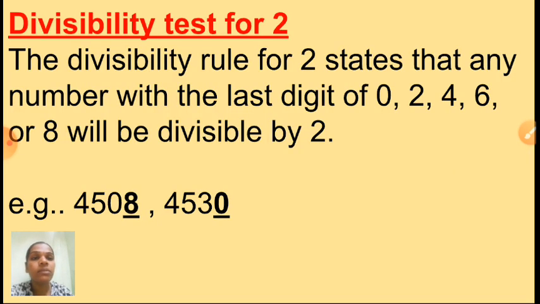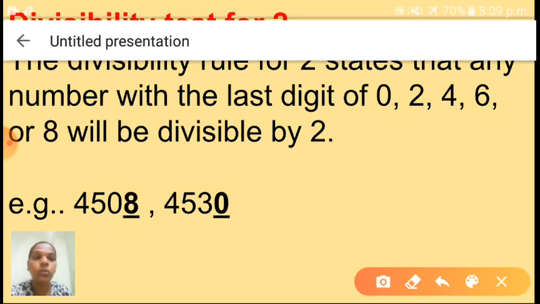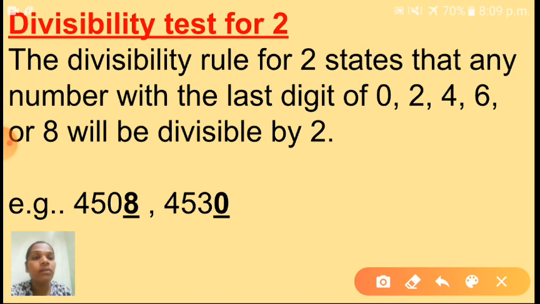See here divisibility test for 2. See here the divisibility rule for 2 states that any number with last digit you have to see. Last digit 0, 2, 4, 6 or 8. So that number we can completely divide by 2. Okay children, so how many digits, that you don't mind, just you got to see that unit place number, that number it should be 0, 2, 4, 6 or 8. Okay children, shall we go to next one?